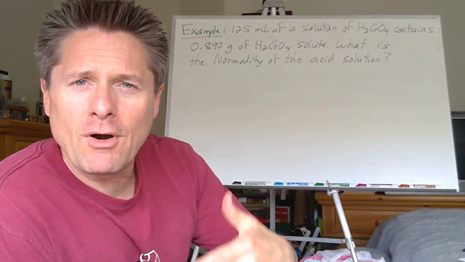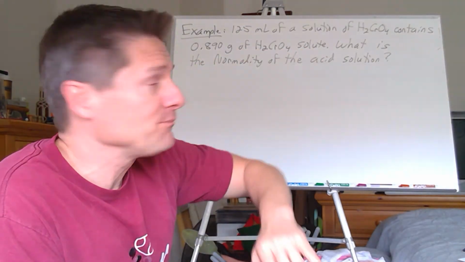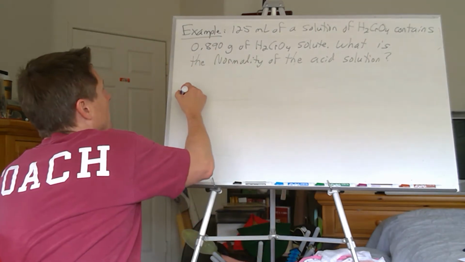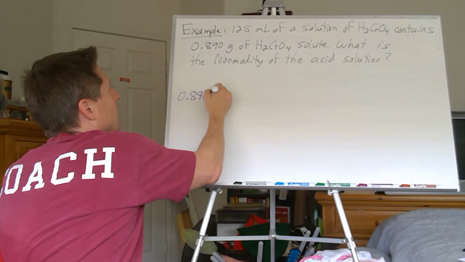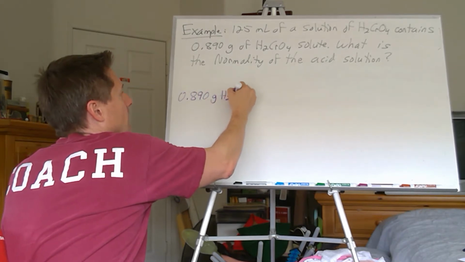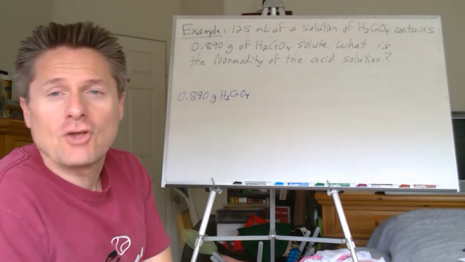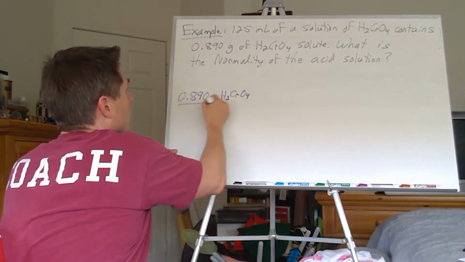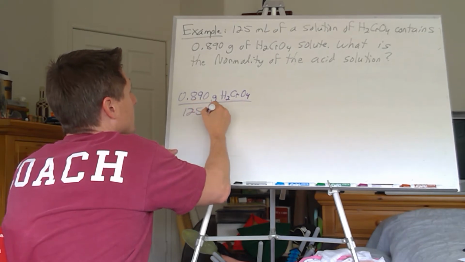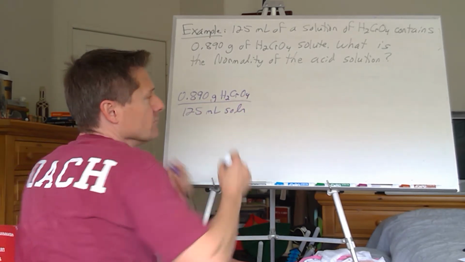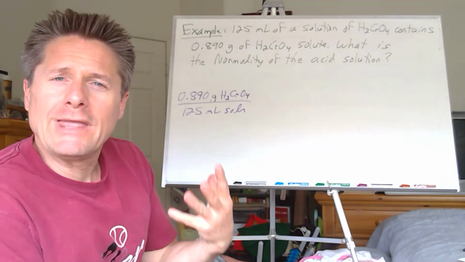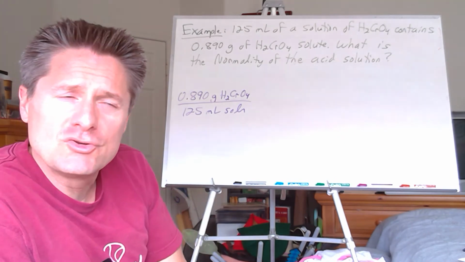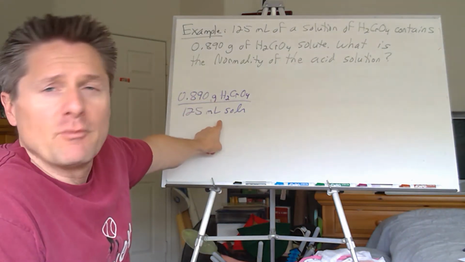So what I like to do is start with solute over solution, right? So what do we know about the solute? We know the mass, so let's write that down. So we've got 0.890 grams of our solute, correct? What do we know about our solution? We know the volume. Remember, we're looking at a concentration, which is the parts of the solute over the parts of the solution. We've got grams of solute over milliliters of solution.